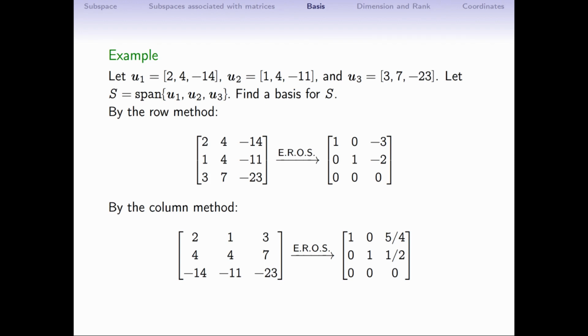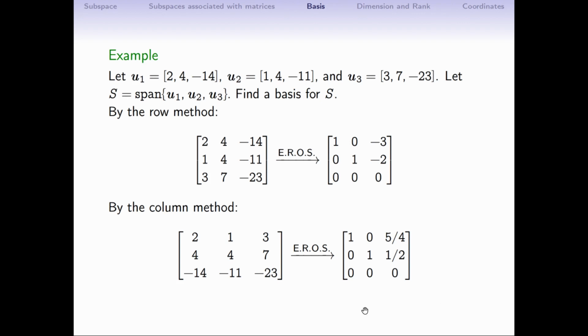Now by the row method, we feed these vectors in as the rows of a matrix, and we proceed to put the matrix into its so-called reduced row echelon form. We notice that there's a row of zeros at the bottom, and so we just throw that row away. The rows that remain are a basis for the span of u1, u2, and u3. So these two vectors, the vector 1, 0, negative 3, and the vector 0, 1, negative 2, are a basis for this space S. Okay, that's the row method.